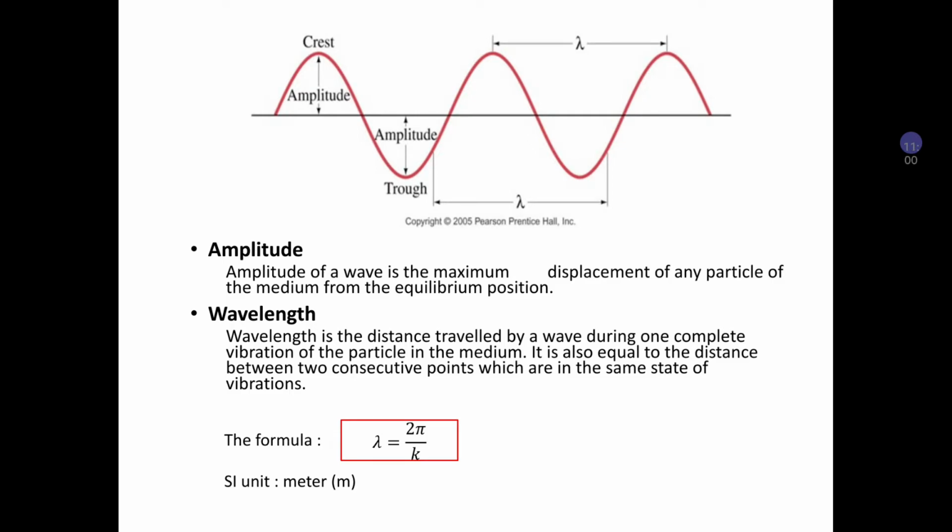Okay, so kalau kita ada satu wave, the height of this crest, okay, so the maximum value ini kita panggil dia sebagai amplitude. Okay, so amplitude of a wave is the maximum displacement of any particle of the medium from the equilibrium position. And wavelength is the distance travelled by a wave during one complete vibration.